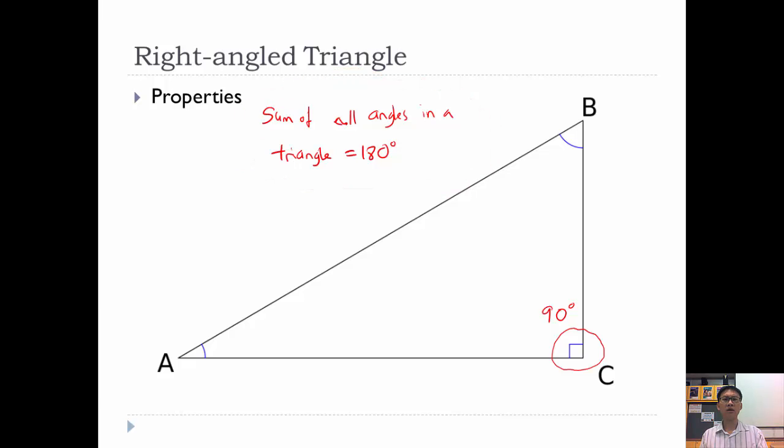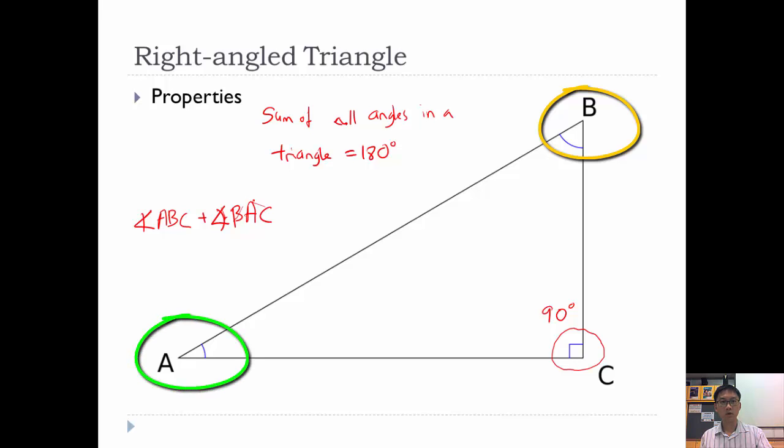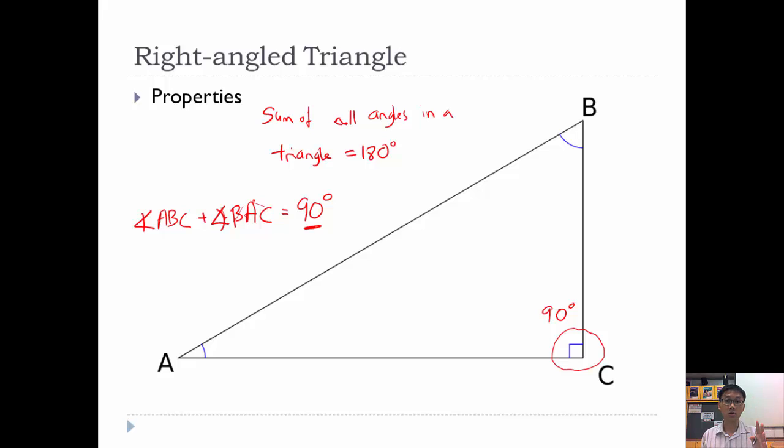Now if you think about it logically, if this is 90 degrees, then what is angle ABC plus angle BAC? What do you think it will add up to? If all three angles add up to 180 and this is 90, definitely these two angles will always add up to 90 degrees as well. So this is quite an important concept that you must remember. Okay, so that is the right angled triangle.